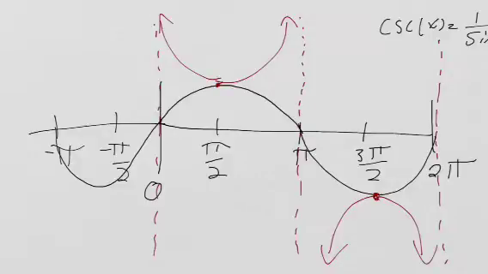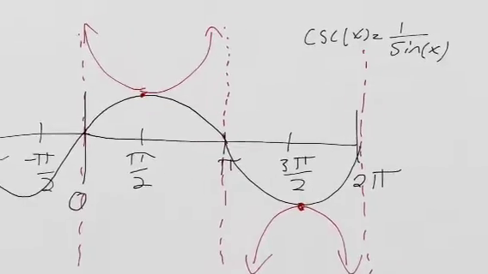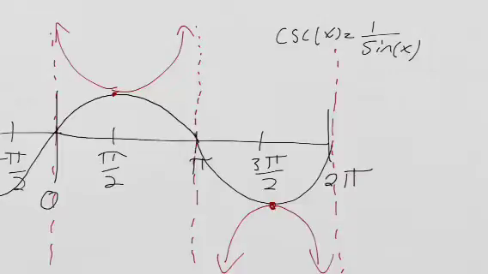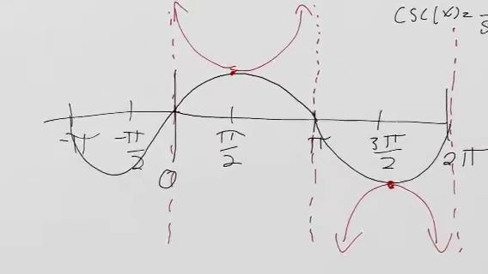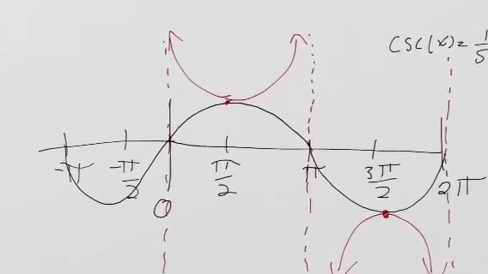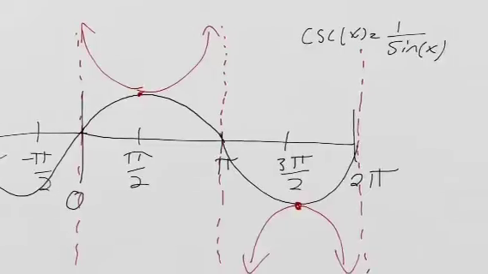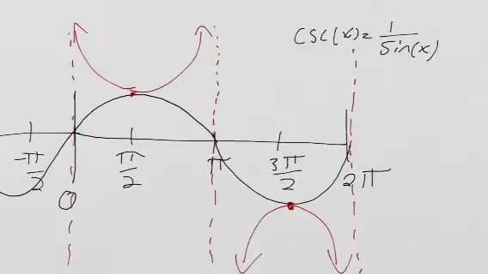Okay, so to do this, we have to understand the relationship between cosecant and sine. Cosecant is the reciprocal of sine. So cosecant is equal to 1 over sine. I drew our graph of sine in here before I started recording. Wherever sine is equal to 0, we're going to have a vertical asymptote, because that gives us 1 divided by 0, and that's not okay.